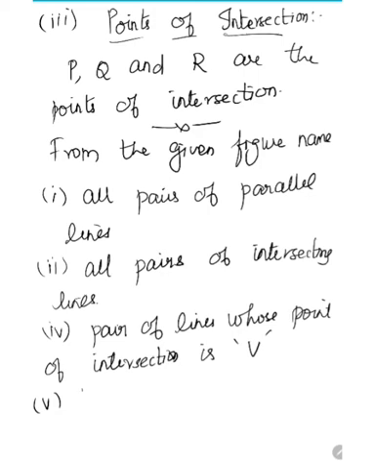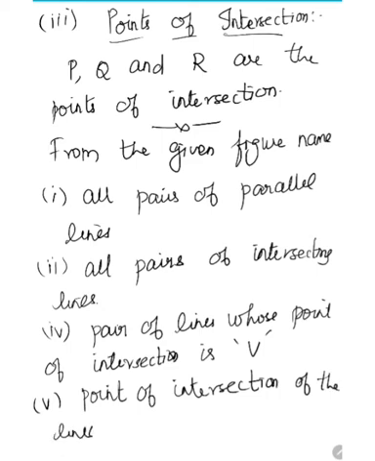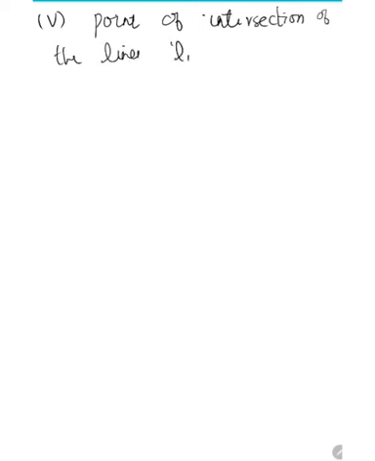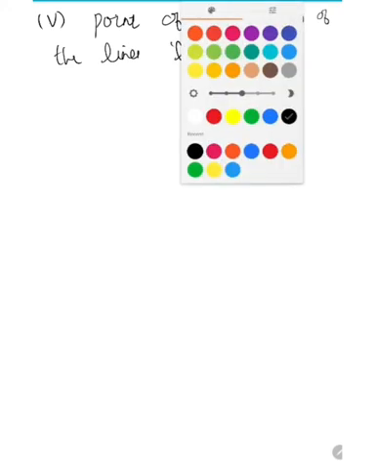The fourth is point of intersection of the lines L2 and L3. That is the fourth subdivision. The fifth subdivision is point of intersection of the lines L1 and L5.